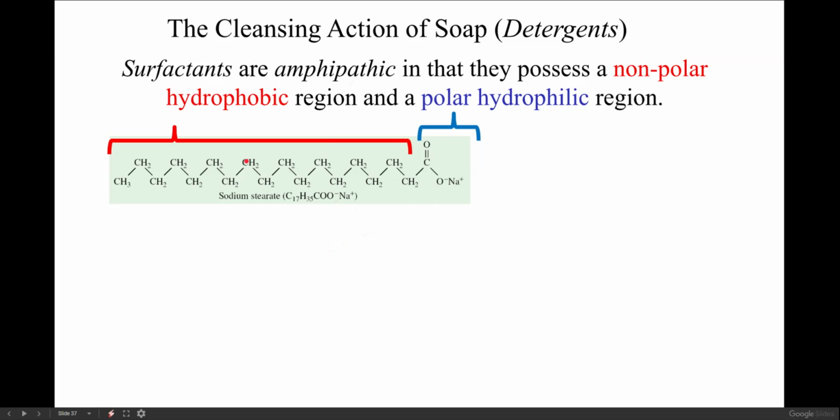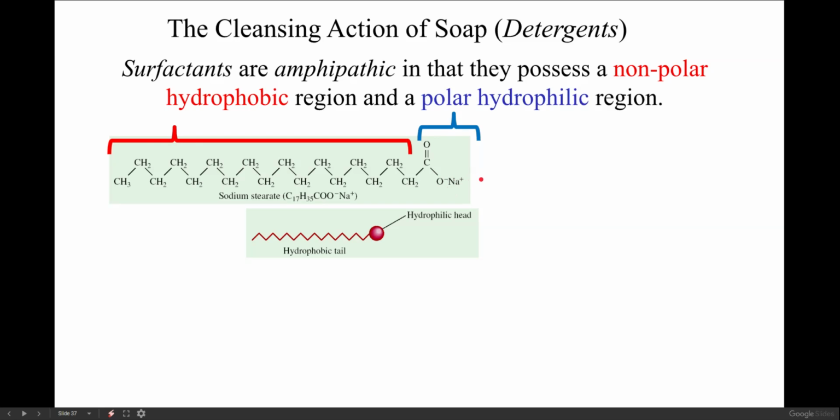And so here's the general structure of a surfactant or detergent. So here's sodium stearate. There's this long carbon-carbon end, and this end is hydrophobic. But then there's what's called a polar head group. So it is hydrophilic and it can form hydrogen bonds with water. It can form ion-dipole interactions with water.